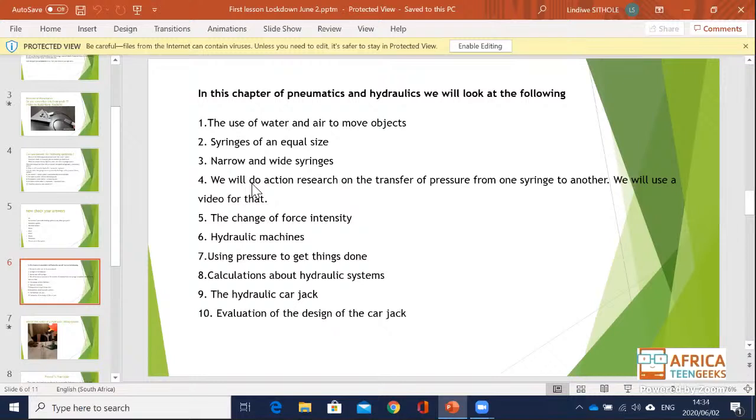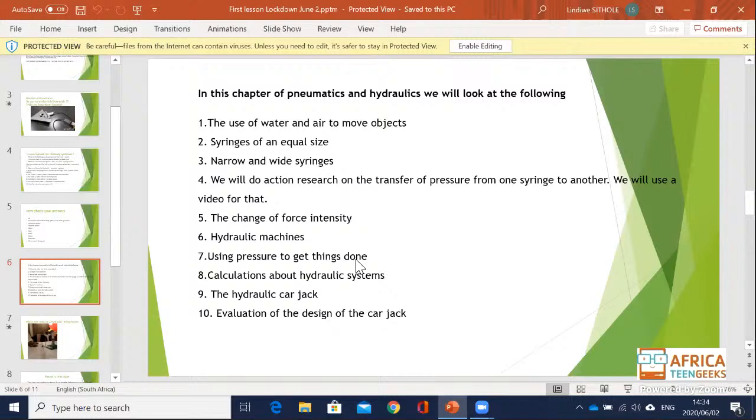We'll also do action research on the transfer of pressure from one syringe to another. We'll use a video for that, okay? We'll look at change of force intensity. We'll look at Pascal's principle in that. Then we'll look at hydraulic machines in real life. Now moving from the tubes that we use in our class to what now? To real machines in the real world.